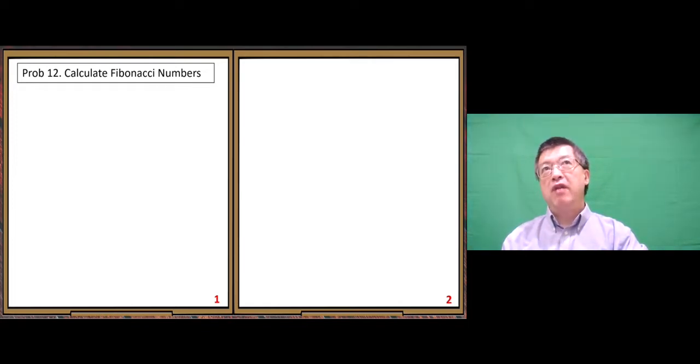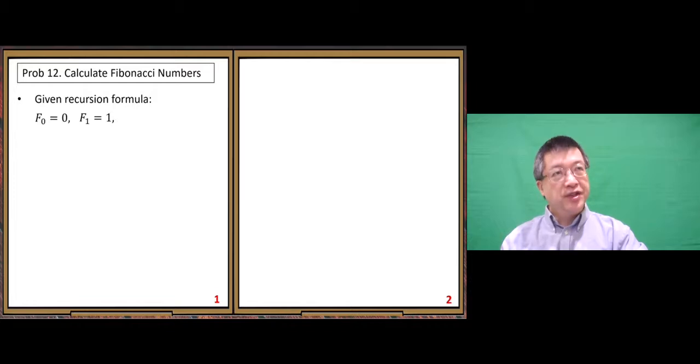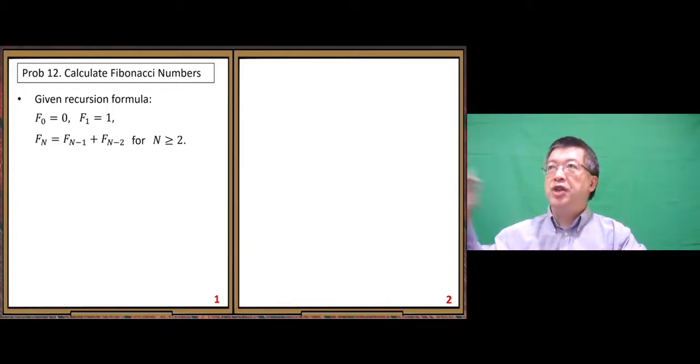So I feel most of you should have heard of this number, right? Yeah, Fibonacci numbers, very famous numbers. Given a recursion formula, the base case is f0 equals 0, f1 equals 1. Then from there, we use a very simple recursion formula to generate all the remaining Fibonacci numbers.